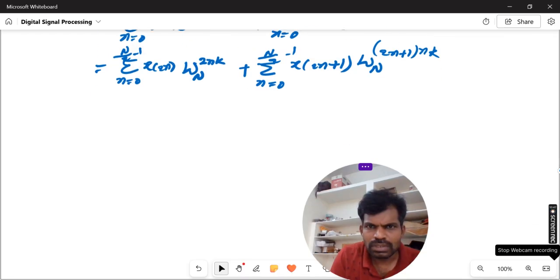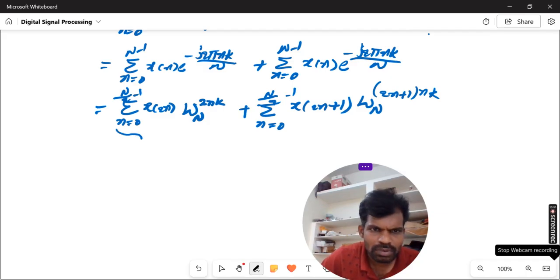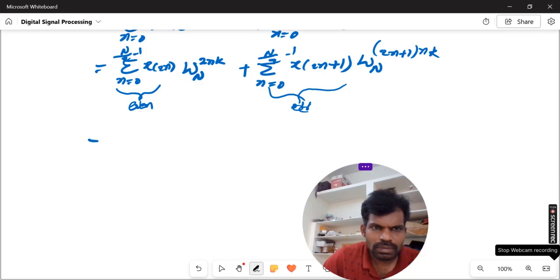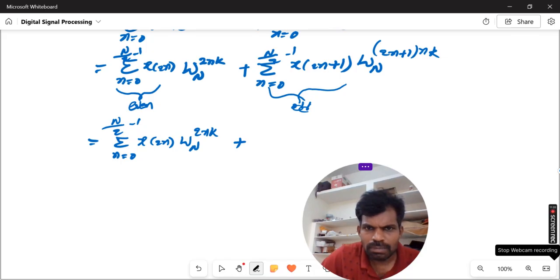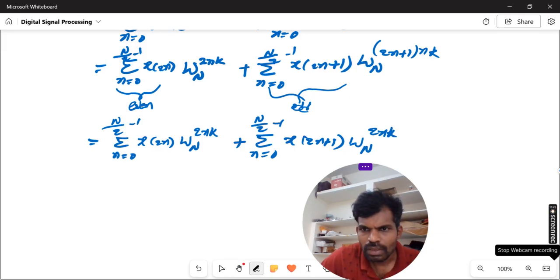Now let us simplify this second part, that is the odd sequence. It is an even sequence of input, and this one is the odd sequence of input. Let us simplify that. Summation n is equal to 0 to n by 2 minus 1 x of 2n w suffix n power 2nk plus, how can we simplify this, summation n is equal to 0 to n by 2 minus 1 x of 2n plus 1, so how can we write this, w suffix n power 2nk into w suffix n power nk.